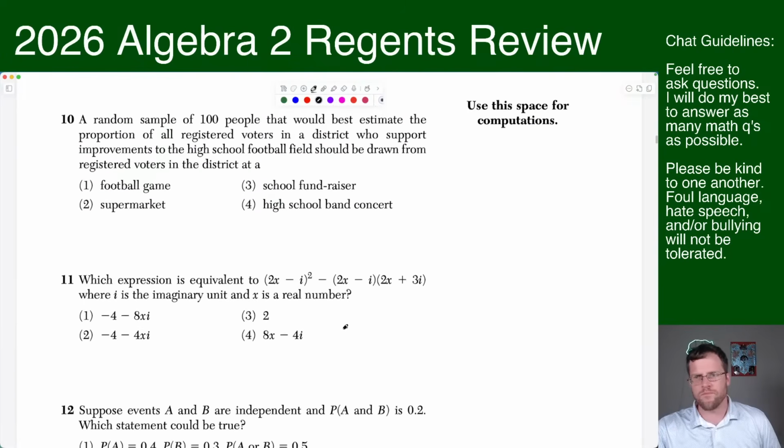Alrighty, so next up, we have: a random sample of 100 people that would best estimate the proportion of all registered voters in a district who support improvements to the high school football field. And we want to know here, should be drawn from registered voters in the district at A.